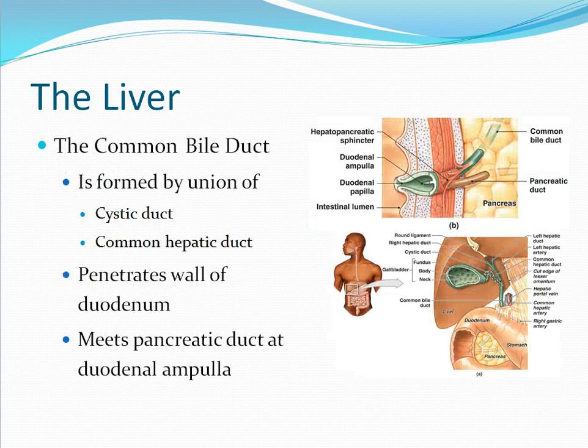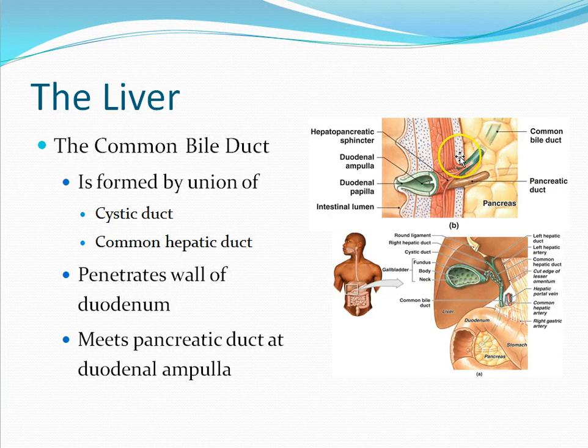The common bile duct is formed by the union of the cystic duct, which is coming out of the gallbladder, and the common hepatic duct, which leaves the liver. The common bile duct will penetrate the wall of the duodenum. It actually meets up with the pancreatic duct coming from the pancreas at the same duodenal ampulla.